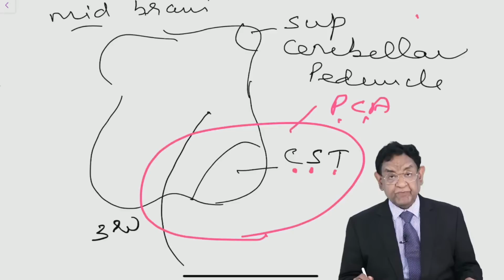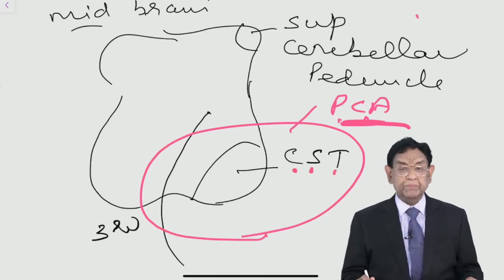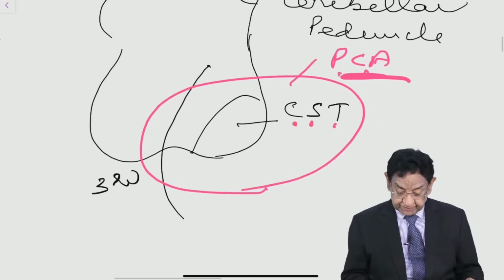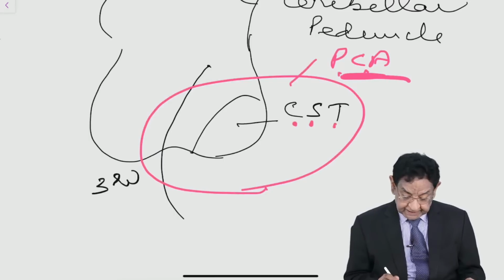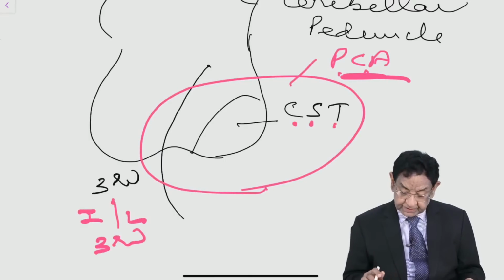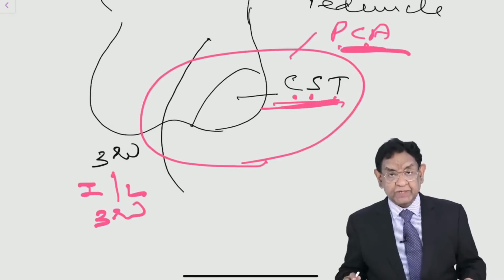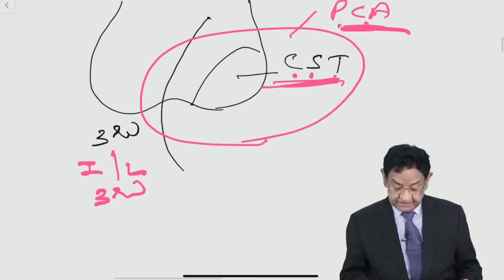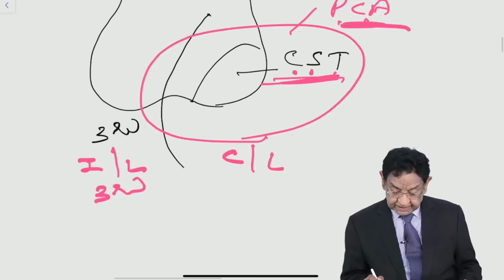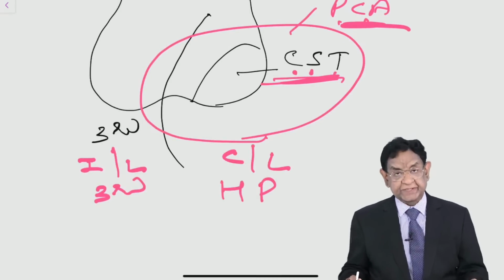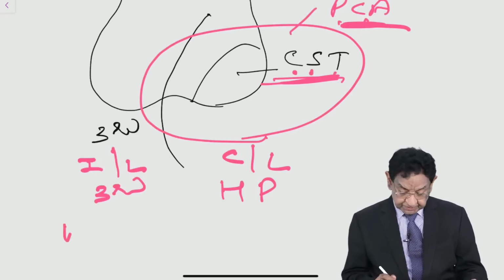Now, when this branch of the posterior cerebral artery is involved, there will be ipsilateral third nerve palsy. And this is the corticospinal tract which goes down and crosses to the other side, so it will lead to contralateral hemiplegia. HP stands for hemiplegia. This is Weber syndrome.